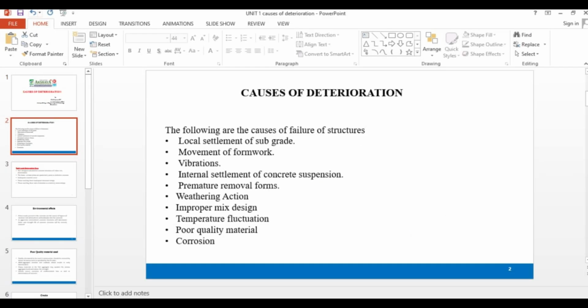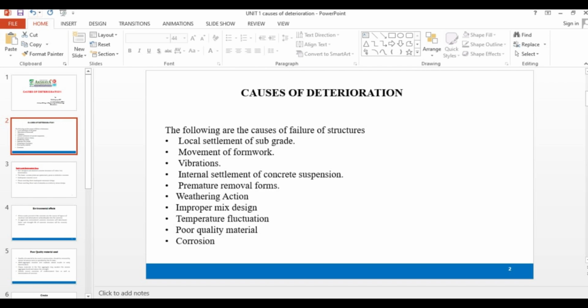Causes of deterioration. Generally, what are the causes for the failure of structures? Normally, local settlement, movement of formwork, vibrations, internal settlement, and shrinkage. These all occur during the construction stage, and also due to temperature fluctuation and weathering actions.